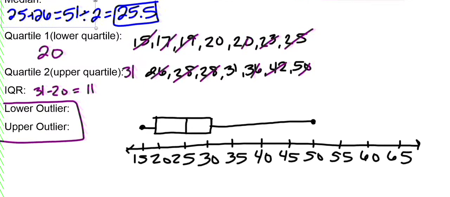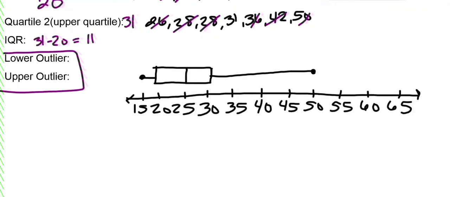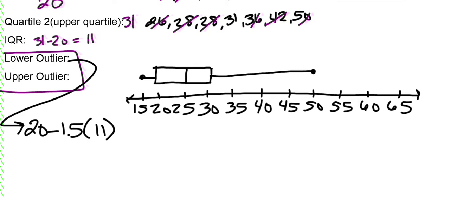Now let's look though at our lower outlier and upper outlier. So which numbers of these could we consider outliers? This one we're going to do here, the lower outlier. Lower quartile, which was 20, and subtract 1.5 times 11. So when I do this, I have 20 minus 1.5 times 11, which is 3.5.